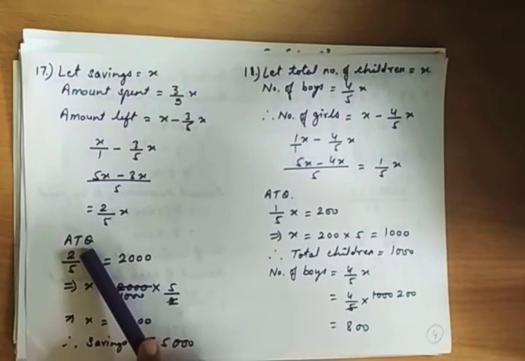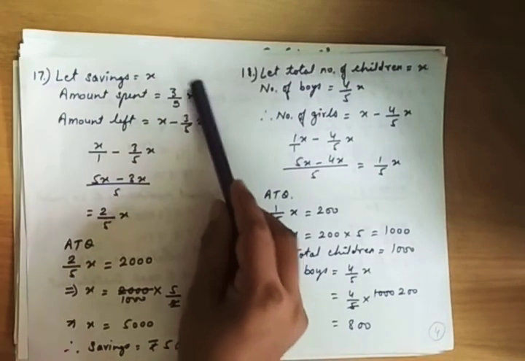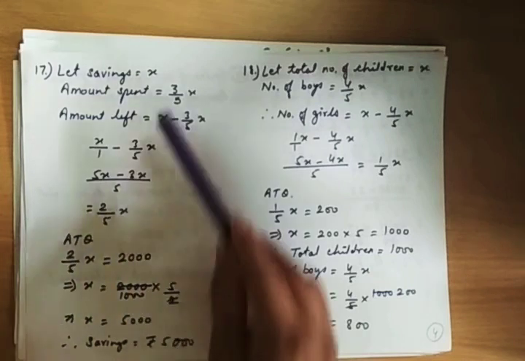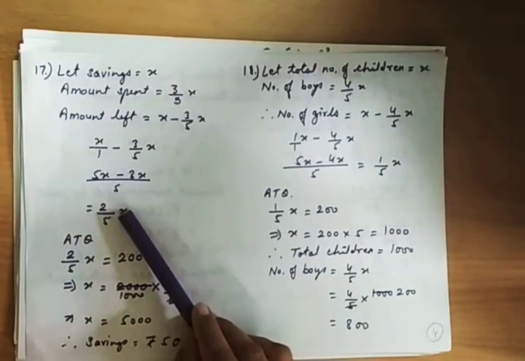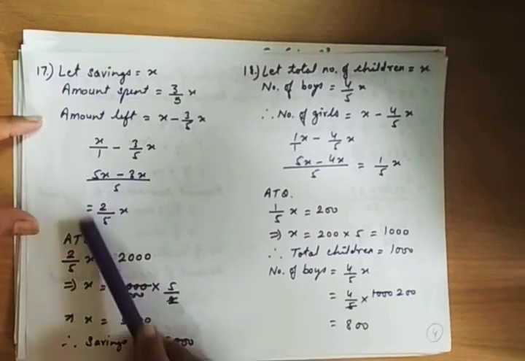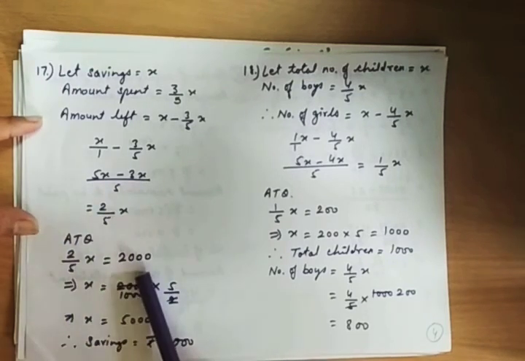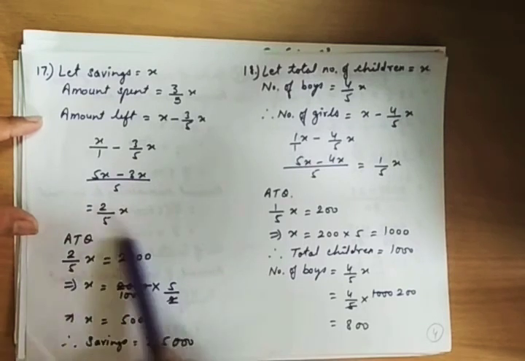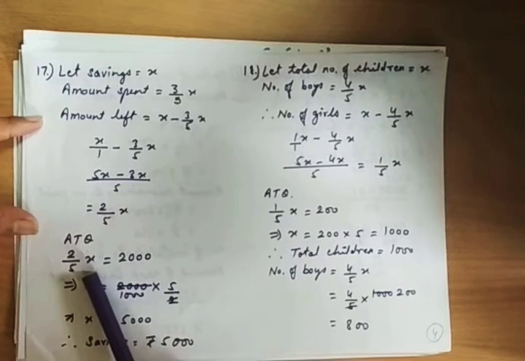Now the question says further, what were my savings? So what is my saving? Better read the first line of the question. It says, I spent 3 by 5 of my savings and still have rupees 2000 left. That means after spending this much, what is the amount left with me? Which I have found in terms of x, that is given in the question as 2000. So that means 2 by 5 x should be equal to 2000. This ATQ means according to the question. Now I will solve this equation and find the value of x.